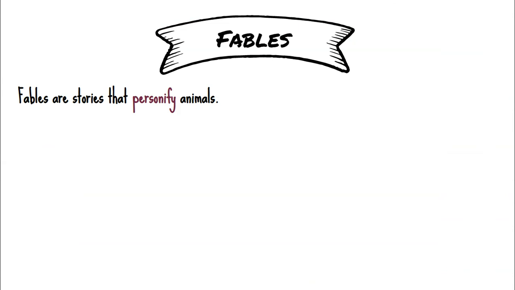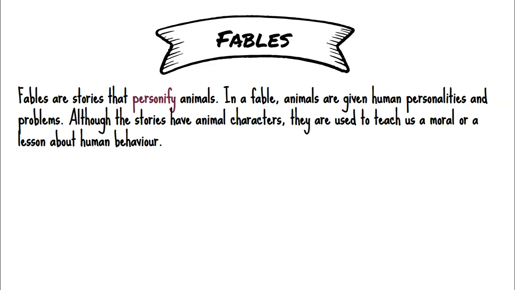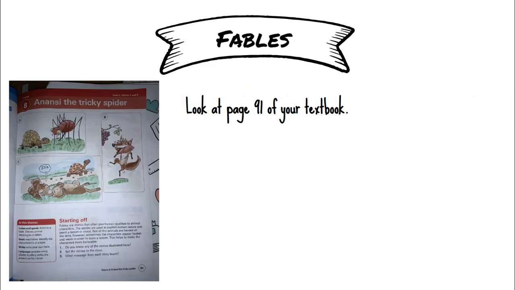Fables are stories that personify animals. Although animals do have a lot of human characteristics, we don't really expect animals to dress in human clothes or to have human occupations, to do the jobs of humans. So in a fable, animals are given not just human personalities, but human problems. Although the stories have animal characters, we use fables to teach us a moral or a lesson about our human behavior. So, for example, there might be a story about a lazy grasshopper, but it's meant to teach us humans about being lazy.